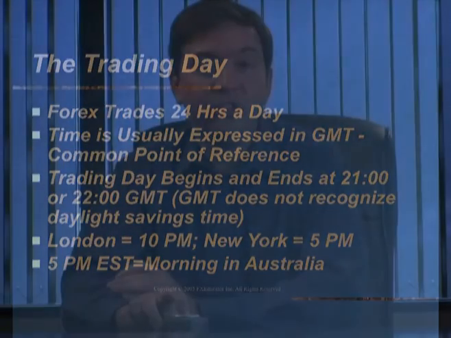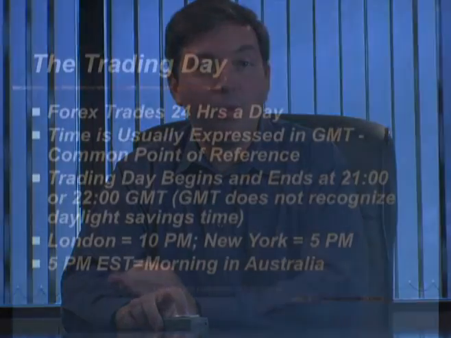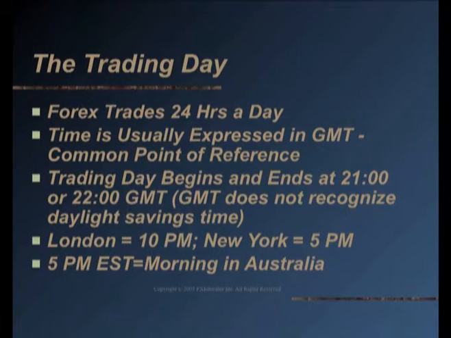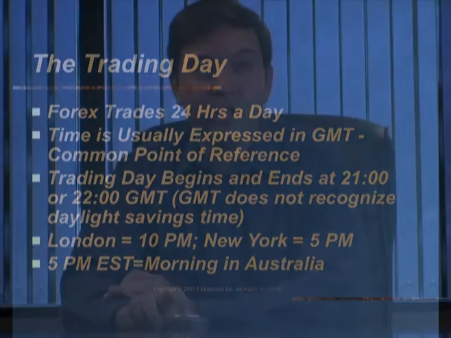Well, it's because traders who trade the foreign exchange market are located all around the world, and they trade any time of day they want. So in order to have a common point of reference, we use Greenwich Mean Time. The trading day begins and ends at 2100 GMT or 2200 GMT, depending on daylight savings time. So during daylight savings time, it's 2100 GMT.